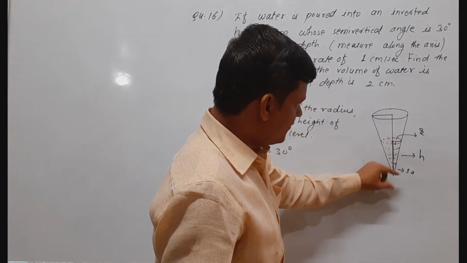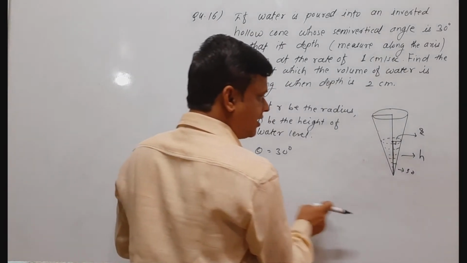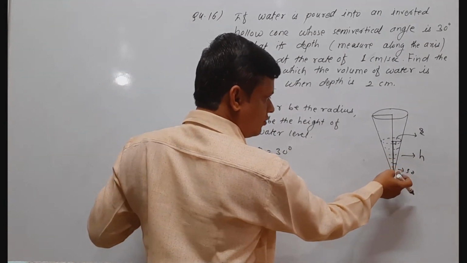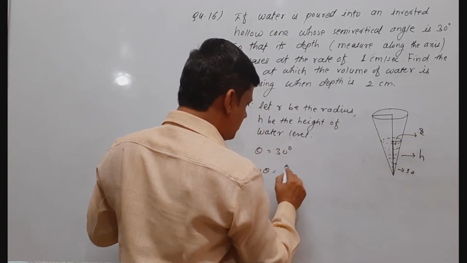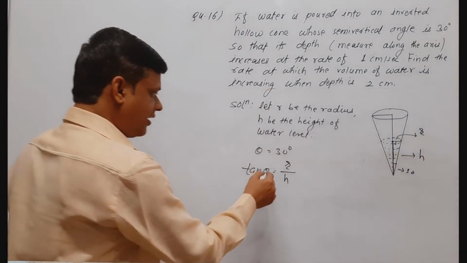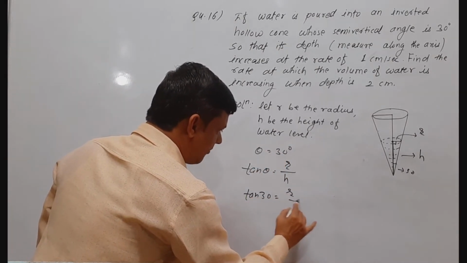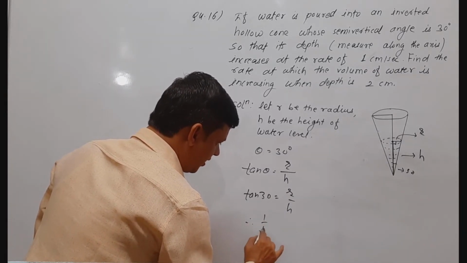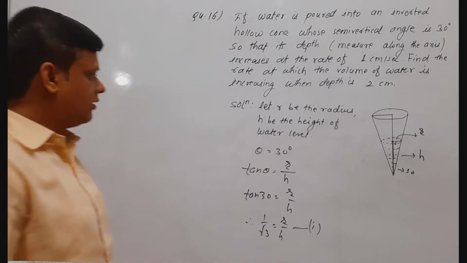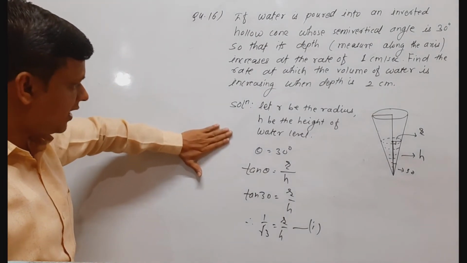So we write this as the radius r, this height as h. If you observe, we use tan theta. Tan theta is equal to opposite upon adjacent. Opposite here is r and adjacent is h. So tan theta is equal to r by h, and theta is 30 degrees. So tan 30 is equal to r by h, and tan 30 is 1 by root 3, equal to r by h. We denote this as equation number 1, which we use for simplifying at the next level.